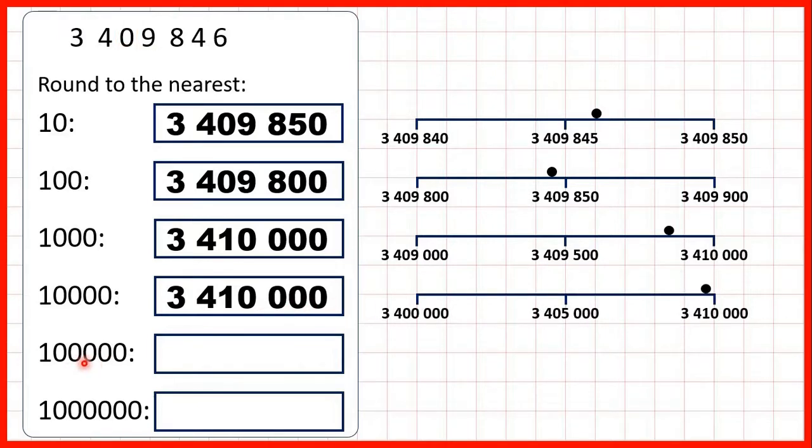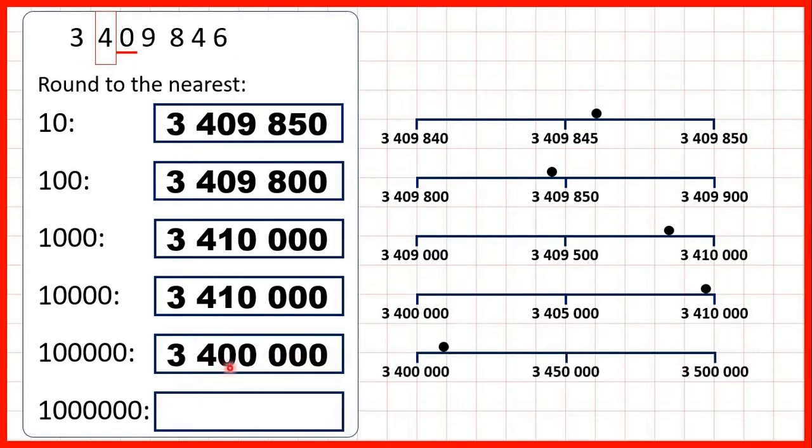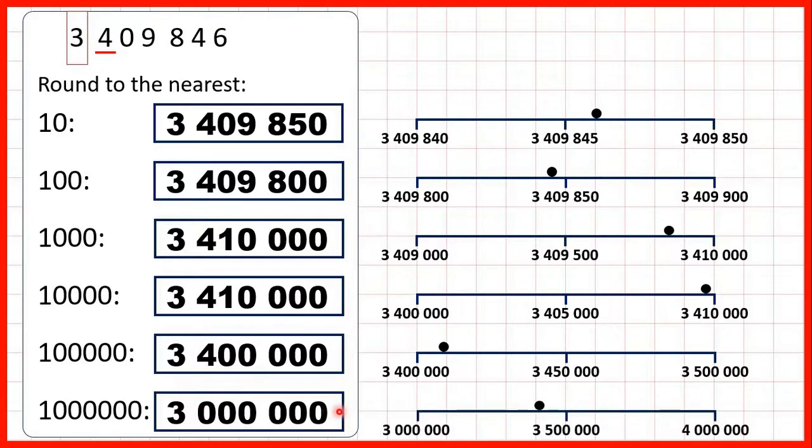To the nearest 100,000, we find our 100,000s place, and we have a 0 in our 10,000s. That means we're rounding down, so the 4 stays the same, the digit to the left stays the same, and all other digits turn into zeros. Then, to the nearest million, we find our millions place, look to the right, and again we're rounding down. So the 3 in our millions stays the same, but all other digits turn into zeros.